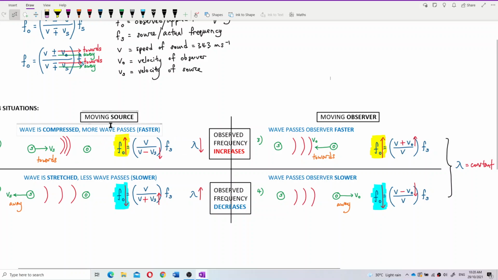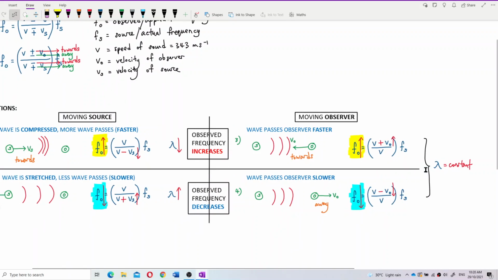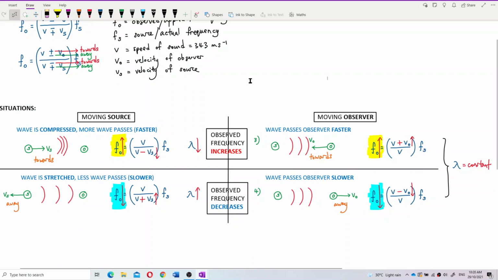Another thing to note here is that if the source is moving, only the wavelength of the sound wave will change. Either it's compressed or it's being stretched. If being compressed, like the source moving towards, the wavelength decreases. But when the source is moving away, the wavelength is being stretched, so the wavelength increases. However, if the source is stationary and only the observer is moving towards or away, the wavelength is always constant. So that's it for the Doppler effect.